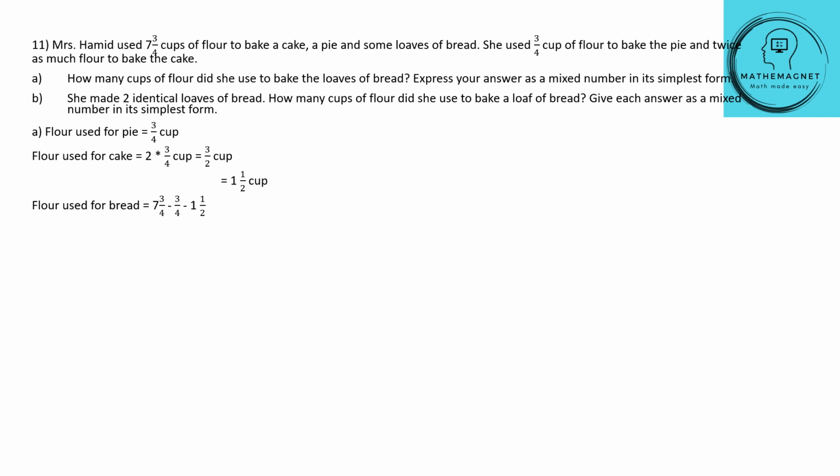Now the next step is to find how much flour she has used for baking the bread. To find that, the total is 7 3/4 minus the amount she used for the pie, which is 3/4, minus the amount she used for the cake, which is 1 1/2. Again we will write 1 1/2 as 3/2 for easier calculation. Now 7 3/4 can be rewritten as 31/4 minus 3/4 minus 3/2. Now 3/2 we will have to convert into a like fraction, so it becomes 6/4. So it becomes 28/4 minus 6/4, which is equal to 22/4, that is equal to 11/2. So 11/2 cups is what she used to make the bread.